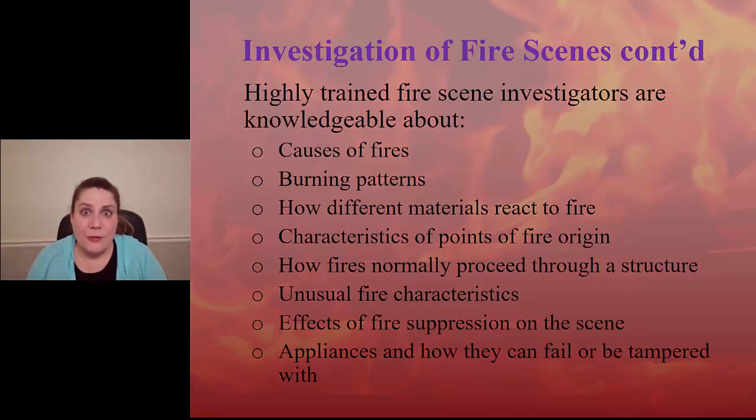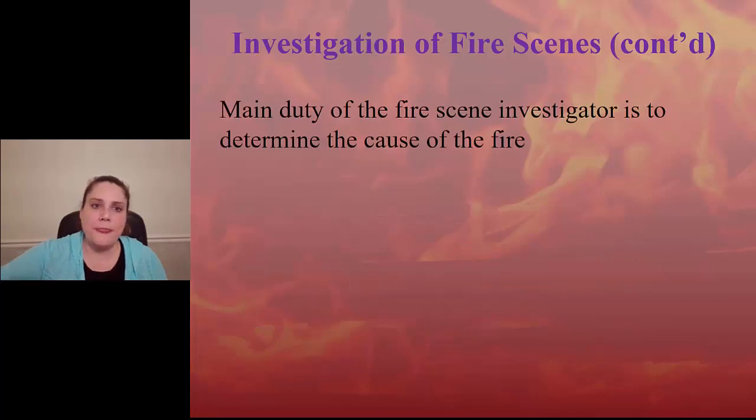And then you need to know about appliances, what it looks like when they fail and what it looks like when they've been tampered with. So what does it look like when a gas dryer has legitimately shorted out or had a problem or had the gas come off? What does that look like versus when somebody has tampered with it and pulled that gas line off and, oh, say, I don't know, started a fire with kitty litter right there? You've got to know that kind of stuff so you can recognize it when you see it.